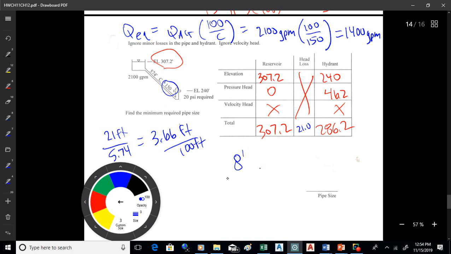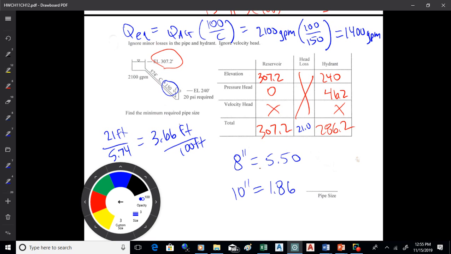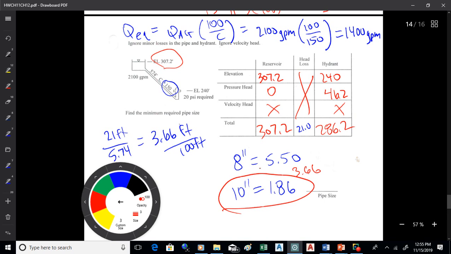Then if you go to the table for 8-inch pipe, we have 5.5, and for 10-inch pipe, we have 1.86. That's the head loss for different pipe sizes for 1,400 gallons per minute. Our allowable is 3.66, so we're in between these two. So you go with the bigger pipe, 10-inch. Is that good?